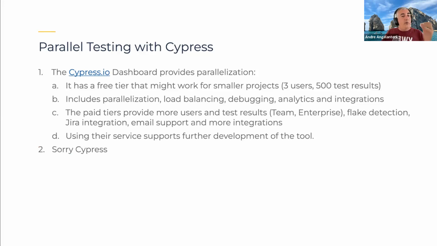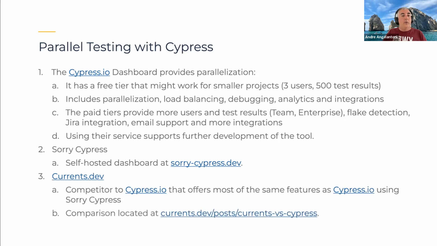There's an open source competitor called Sorry Cypress. Obviously, it's a play on words or a dig on Cypress, because you don't actually have to pay money to Cypress. You can stand up your own infrastructure and create a self-hosted dashboard using that tool. Or you can use currents.dev, which is basically Sorry Cypress, but hosted by someone else. And if you'd like to see a comparison of hosting it yourself versus Currents versus Cypress, you can go to that link. I'll post the PDF of this keynote after we're all done, so it'll be on the webcam page.